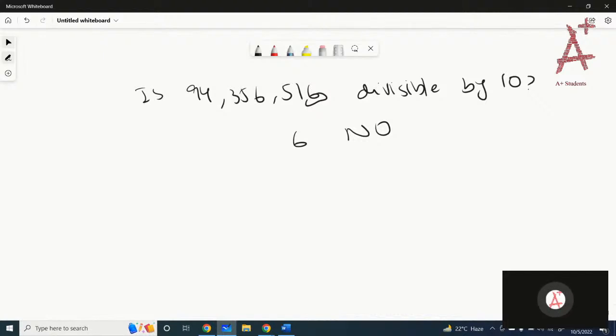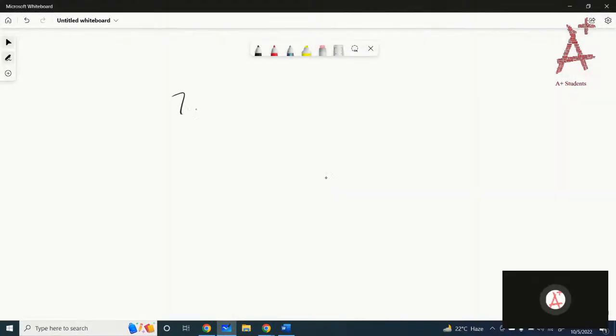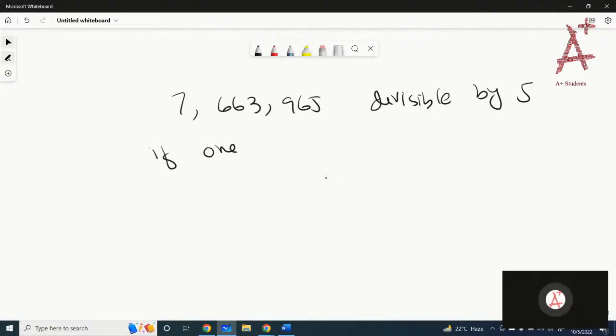Okay, the next one is: is 7,663,965 divisible by 5? Okay, so you have to recall the divisibility rule for 5. The divisibility rule for 5 is if the ones digit is either 5 or 0, the number is divisible by 5.